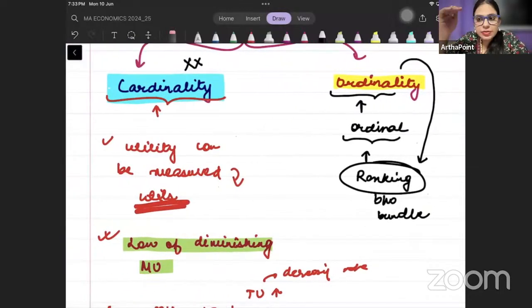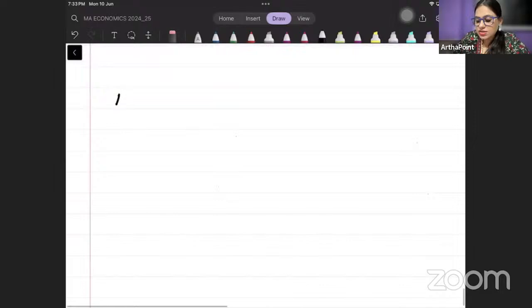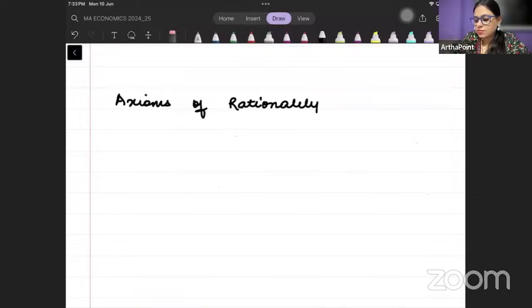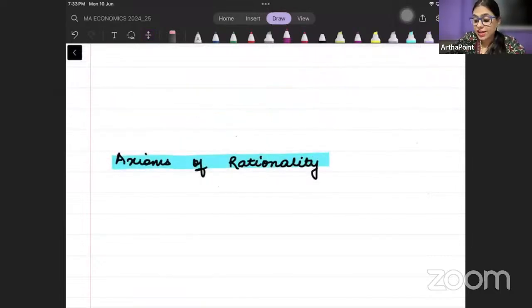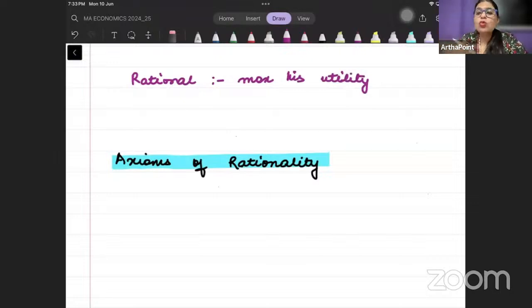Once we deep dive into the concept of ordinality, we begin with something which is known as axioms of rationality. But before we do that, I want to explain to you who is a rational human being. According to economics, any human being who is maximizing his utility, who is maximizing his own satisfaction, who is interested in his own consumption, right? He is a rational human being.